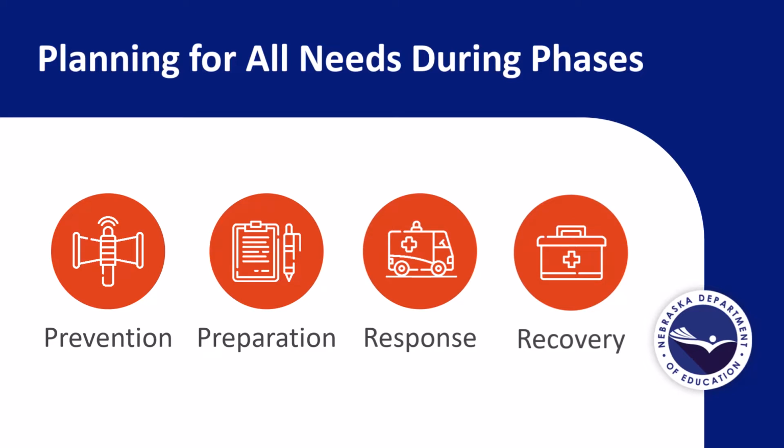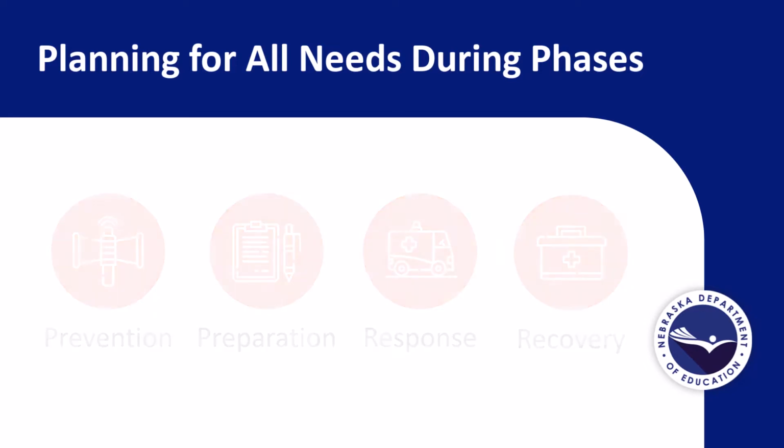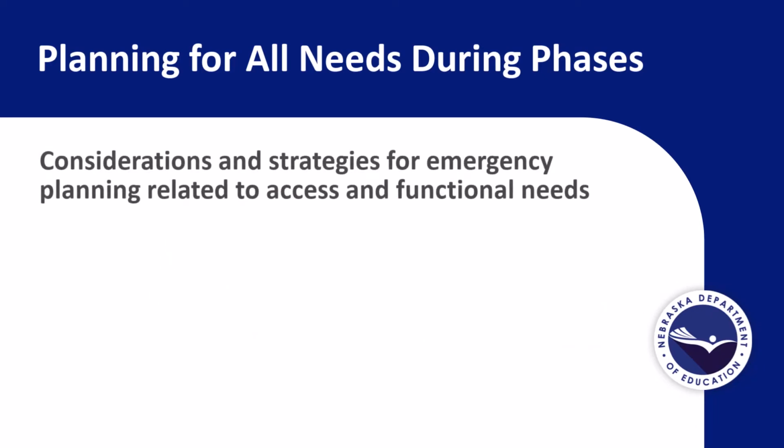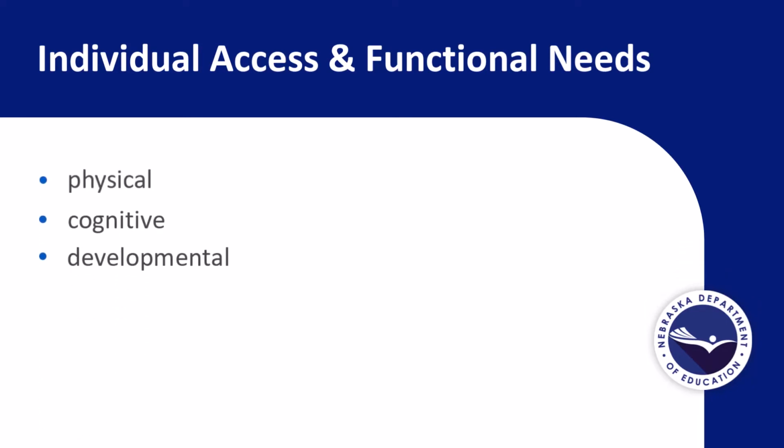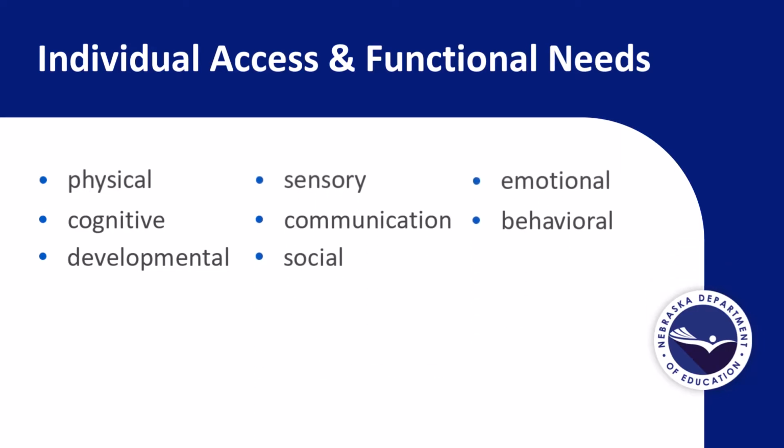The purpose of this video is to provide school safety teams with considerations and strategies for emergency planning related to these needs. The school EOP considers the needs of individuals making up the school community. This includes individuals with physical, cognitive, and developmental disabilities and sensory, communication, social, emotional, behavioral, or trauma-related needs. These needs may be short or long-term, may range in number and severity, and may not be apparent or obvious.